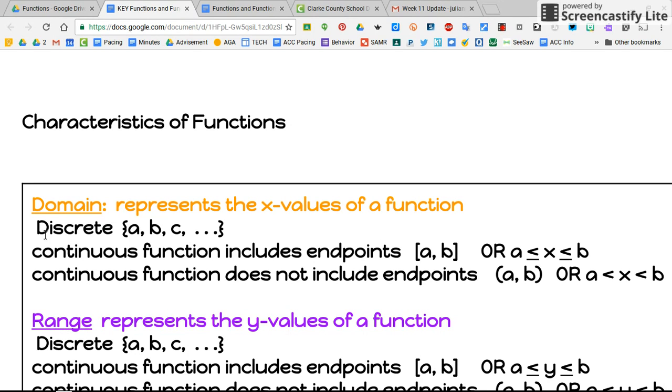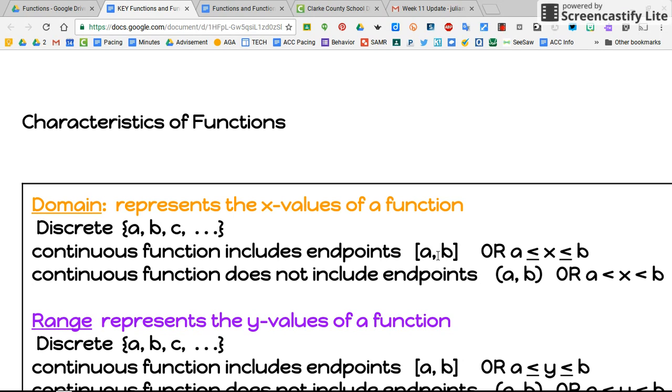If it is a discrete function, which means that they are countable values and not going to be connected, we use the curly brackets with a list of the numbers separated by commas. We can use the ... to imply that it goes on, and if we know where it stops, then we could put something like a D at the end. We can also have a continuous function that includes the endpoints.